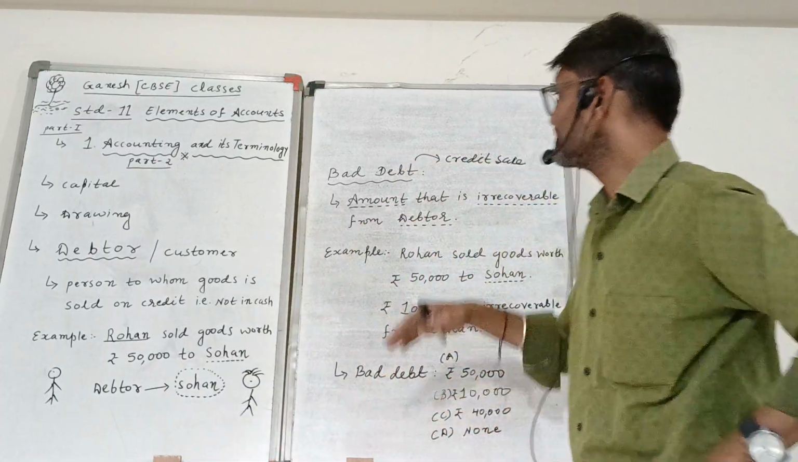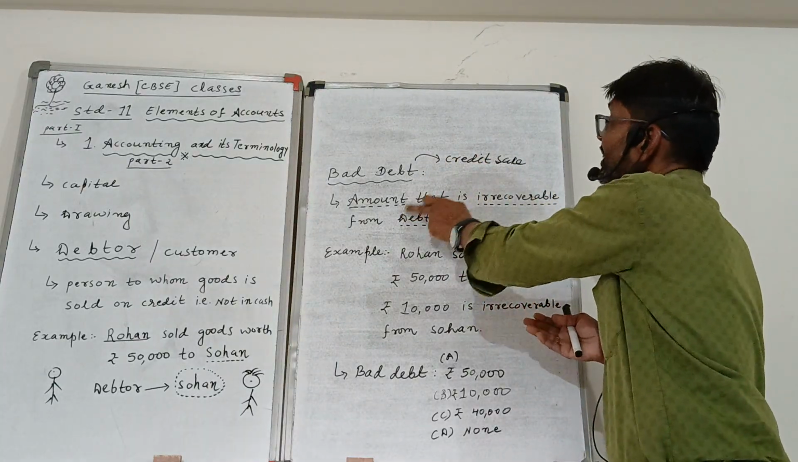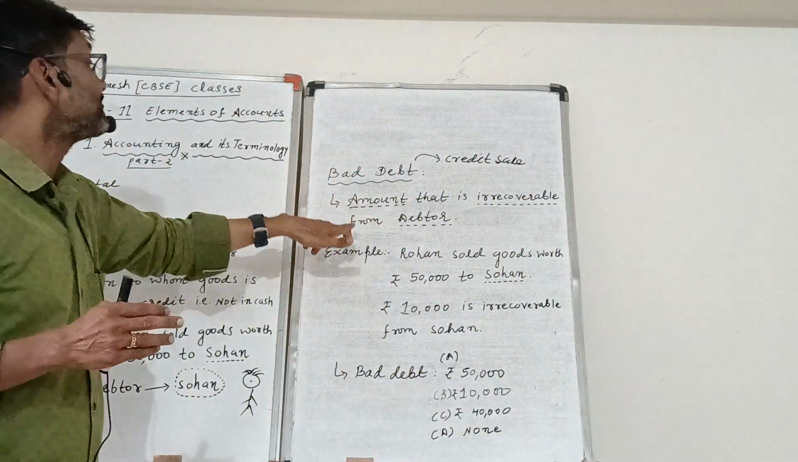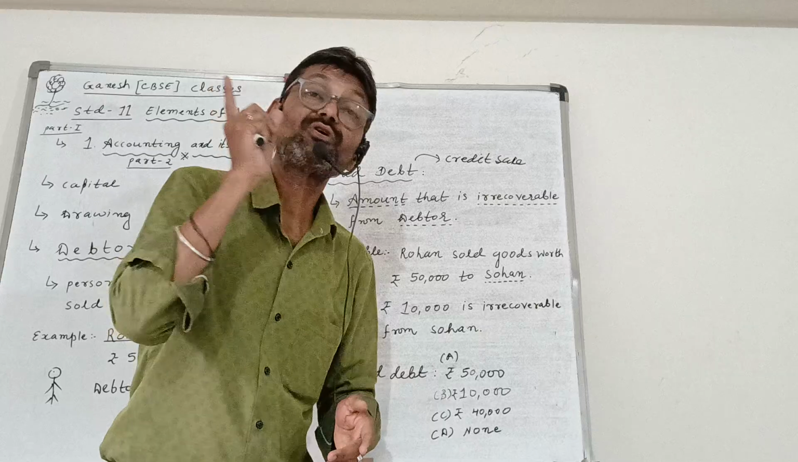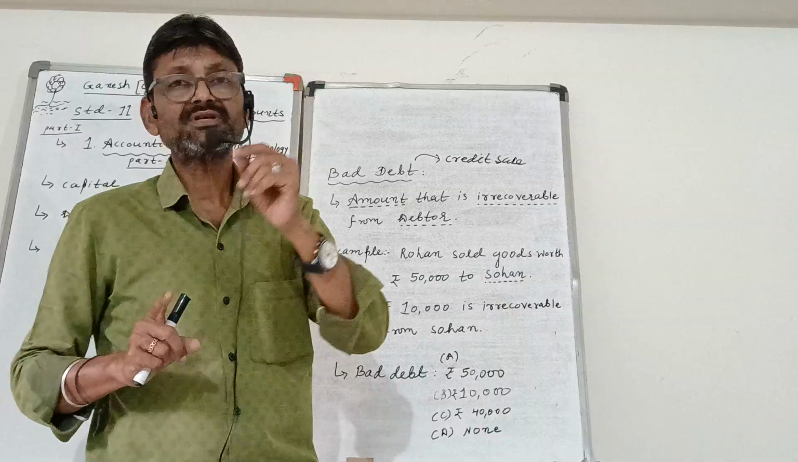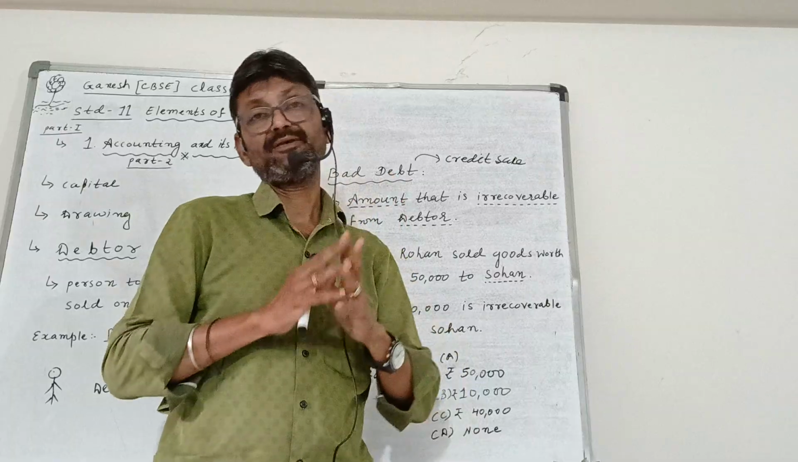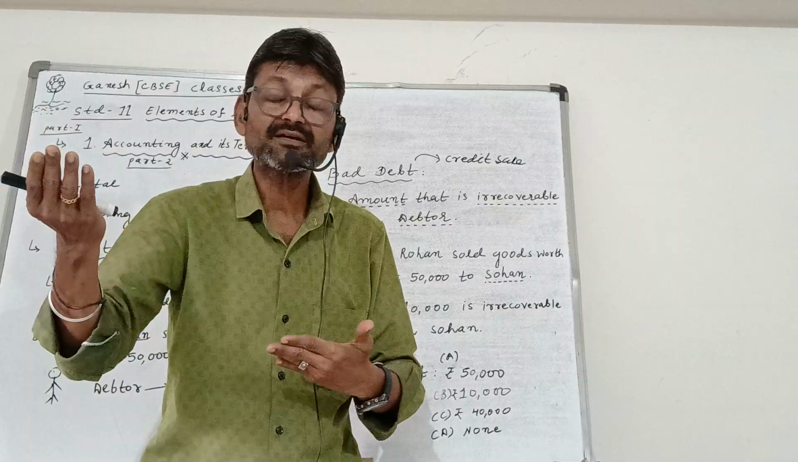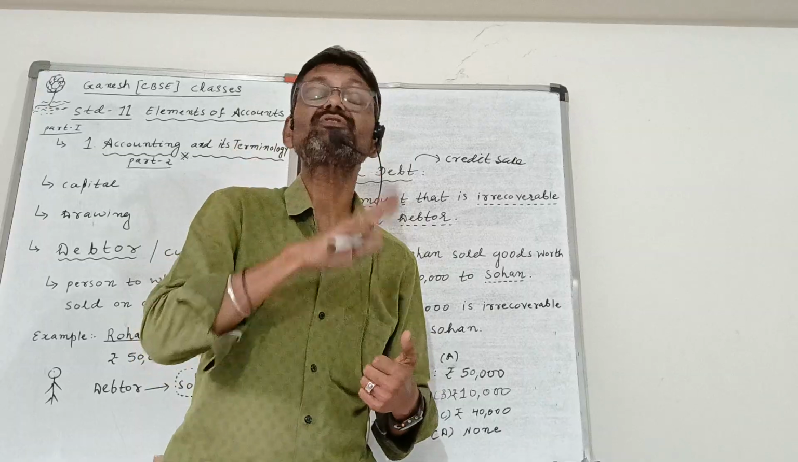Let us see it in theory on the board. Bad debt means, related to the credit sale, the amount that is irrecoverable. Underline it: the amount that is irrecoverable from the debtor. The amount from the debtors which we are not going to recover, that is called bad debt. The biggest sorrow in business is this bad debt. We don't know whether the customer will pay. A business takes a risk. They sell goods on credit, sometimes they don't get the money, and because of that the business has to suffer.